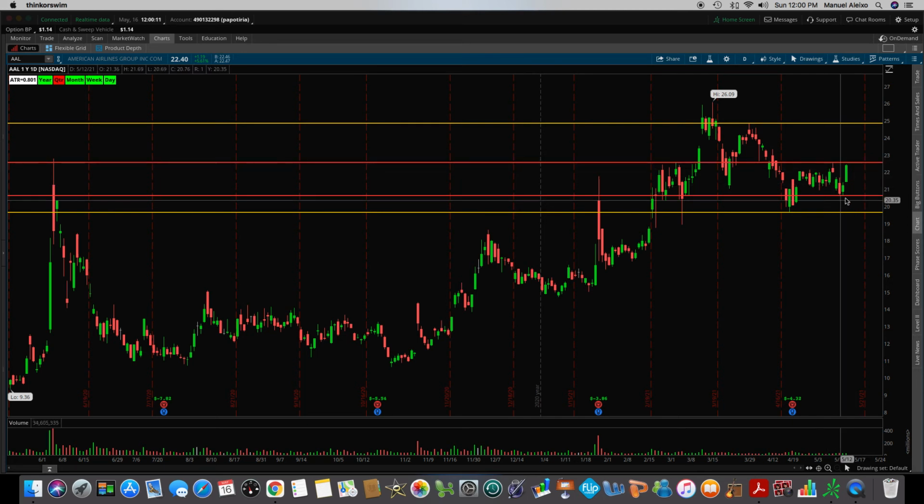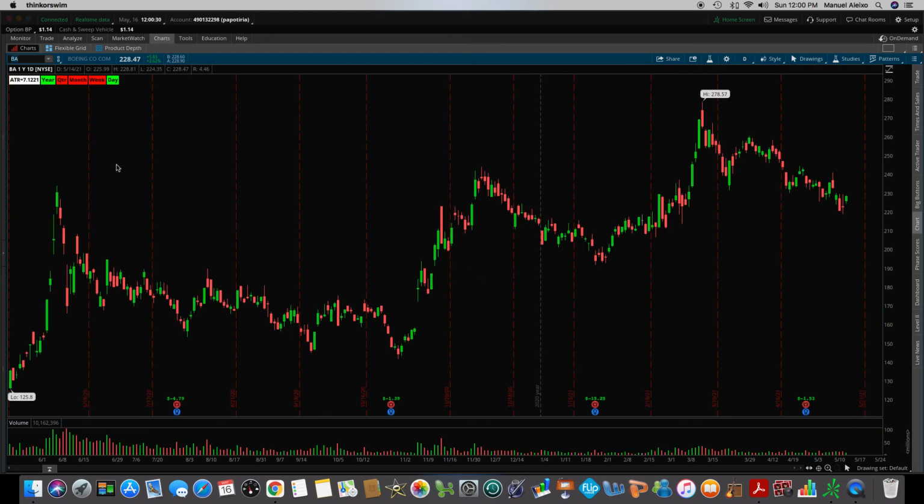Or even if American Airlines breaks this low of 20.62, okay, and then I wait for it to come back and break it back above 20.62, I love playing those back inside plays. All right, so I like American Airlines. I'm looking at Boeing as well, okay?